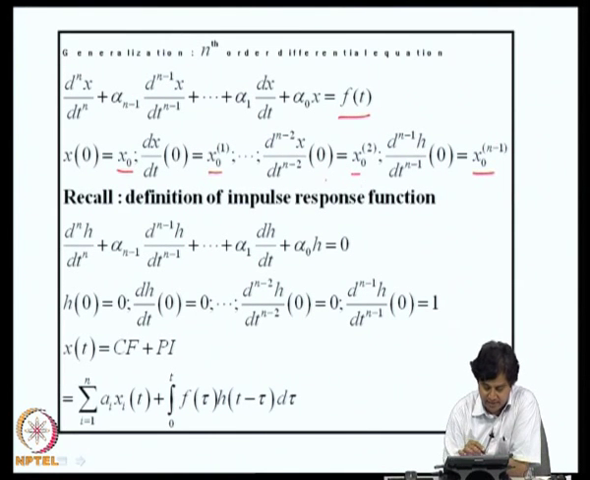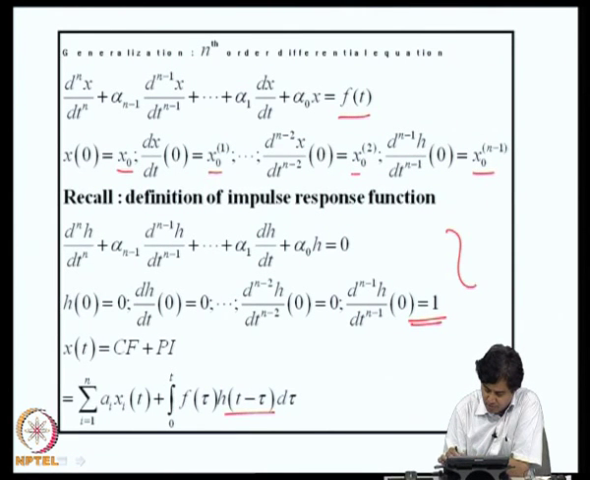Now, you recall just a while before we defined the impulse response function for this kind of system using these initial conditions. The n minus 1 derivative at t equal to 0 was 1, and all the rest were equal to 0. So, h of t would be available for us, and we can continue to use the same logic that we did just now and write the solution as a complementary function plus particular integral. Now, the complementary function will have n arbitrary constants and n components, plus the integral from 0 to t of f of tau h of t minus tau d tau. This h of t is now the solution of this problem.